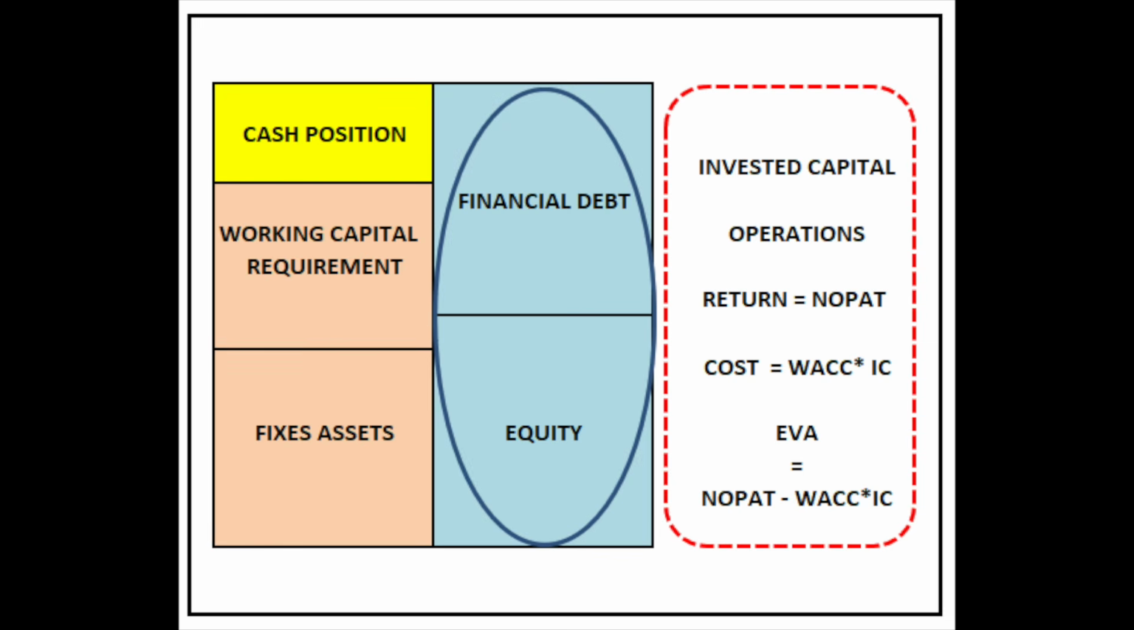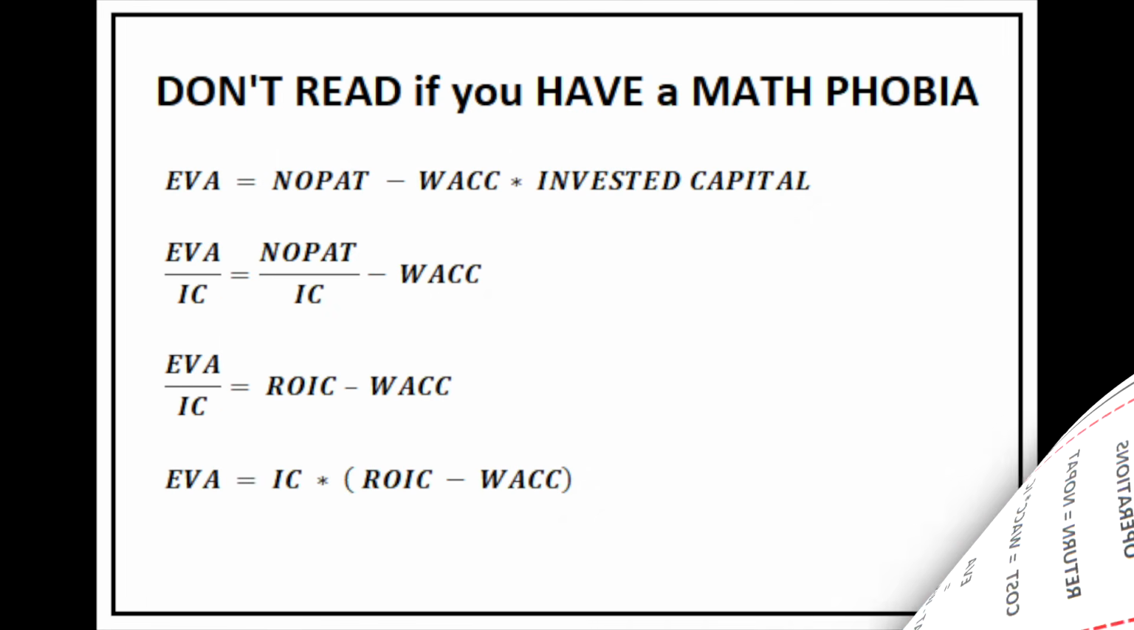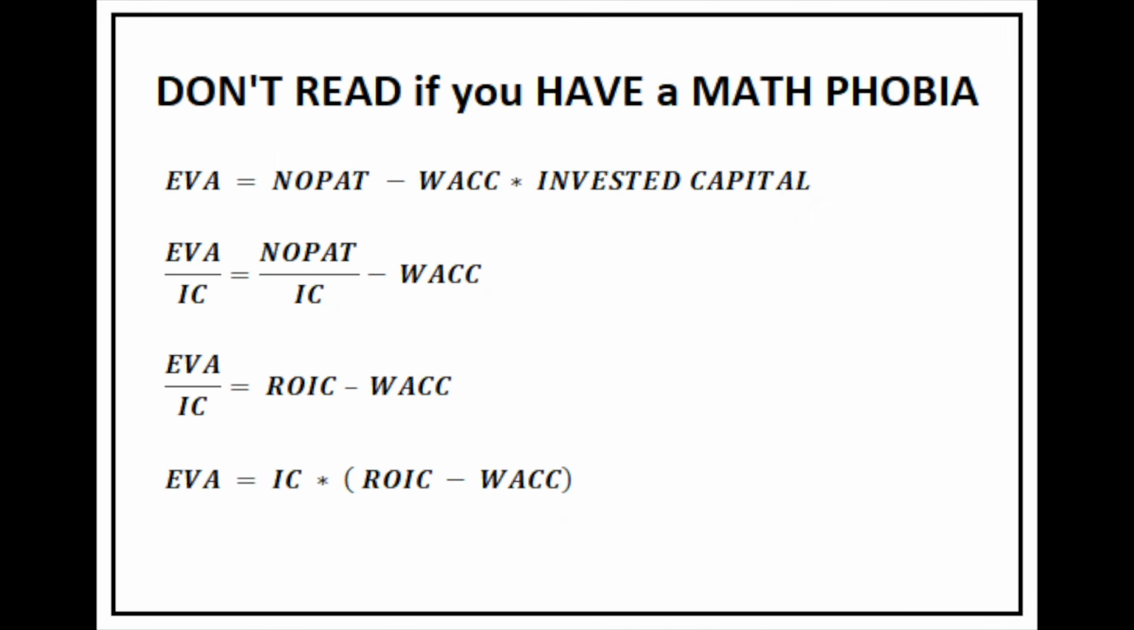Economic value added, EVA, is an indicator that measures the net profit from a company's operations, NOPAT, after deducting the cost of invested capital. It is calculated using the formula EVA equals NOPAT minus WACC times IC. Let's do a little math. Let's take the EVA formula and divide both terms of the equation by the amount of invested capital, IC. This reveals a new performance indicator, ROIC, which stands for return on invested capital. EVA then appears as the result of the gap between ROIC and WACC.